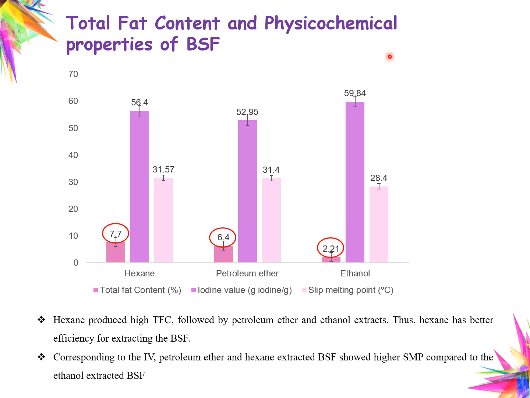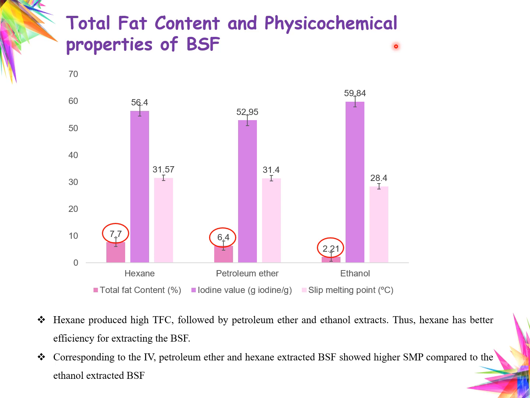And then the physical chemical properties, such as the iodine value and the slip melting point for the three extracts, are also influenced by the extraction solvents, where we can see the petroleum ether extract has the lowest iodine value, followed by hexane and then the ethanol extract. So based on this value, we know that the petroleum ether has more saturated fatty acid. This corresponds to the slip melting point, where it has a higher slip melting point compared to the ethanol extract.